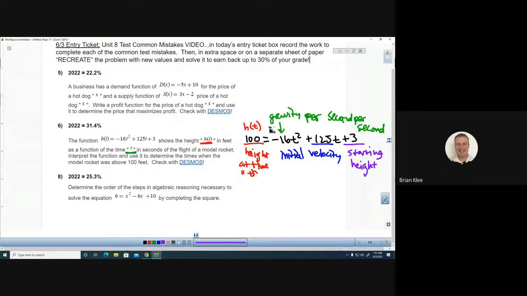The way you were asked to do that is, all right, how would we solve this with the quadratic formula? Well, the quadratic formula requires one side of the equation to equal 0, so the opposite of 100 would be minus 100. So if we simplify that, we got negative 16t squared plus 125t, and with mental math or calculator, 3 minus 100 is negative 97. So now it's set up for the quadratic formula. There's A, there's B, and over here is C.